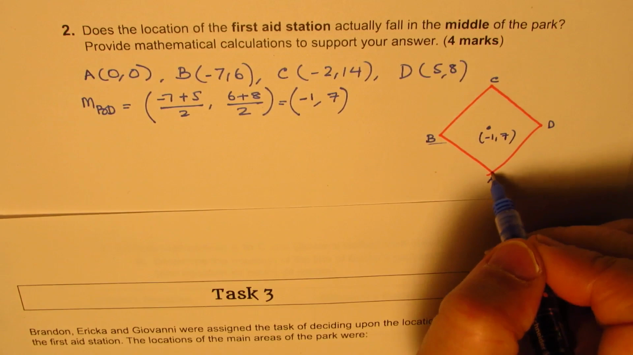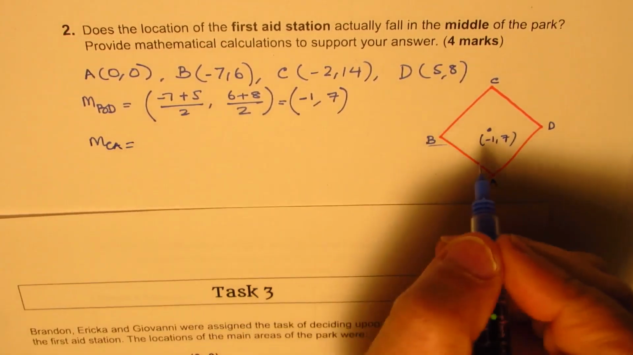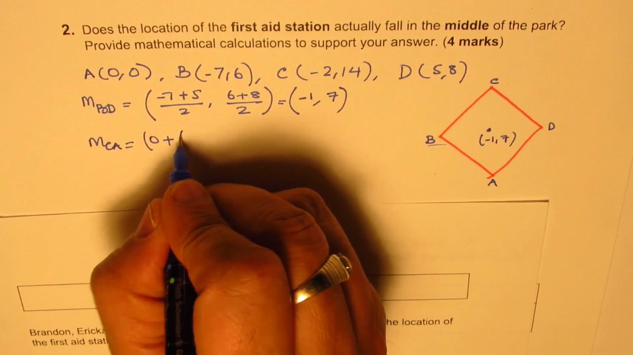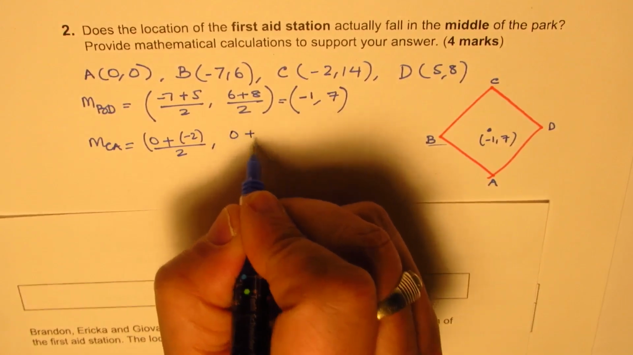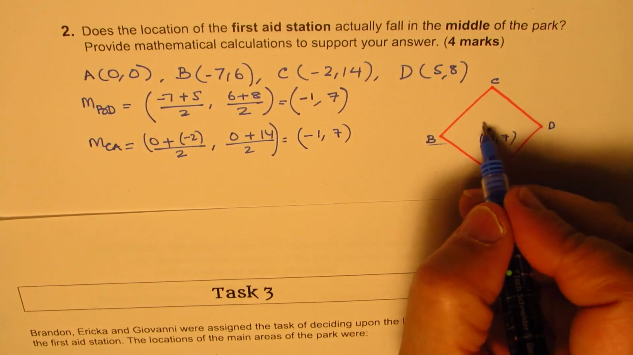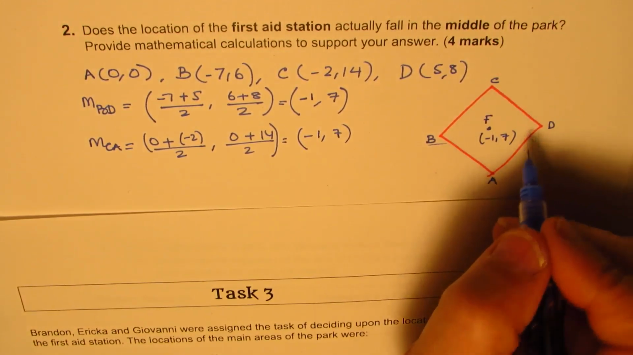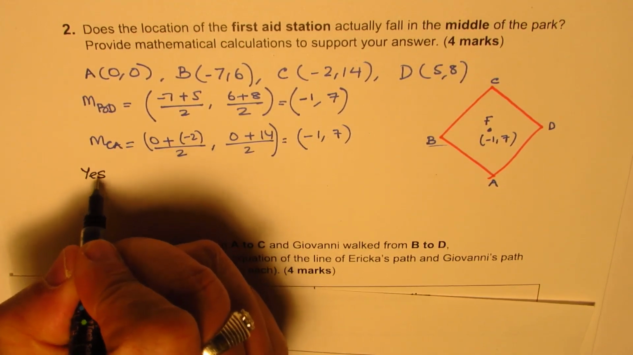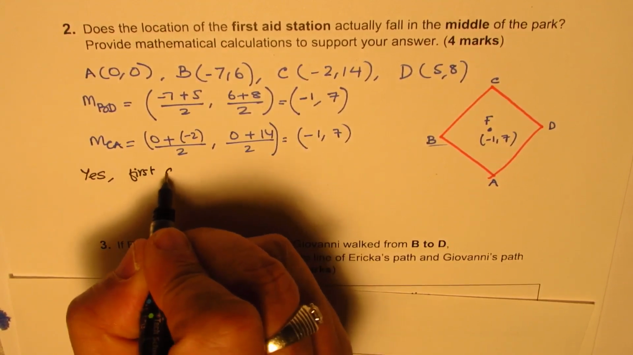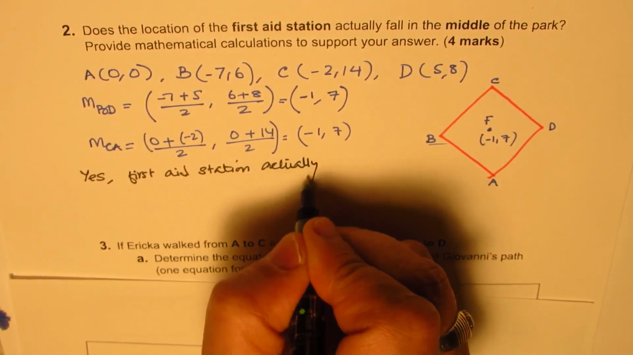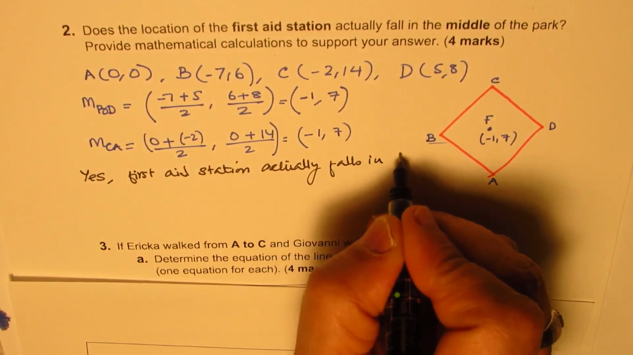But let's again find the midpoint of CA. So it's definitely between B and D. Let's check with C and A, which is 0 plus -2 divided by 2, and 0 plus 14 divided by 2, which is again -1, 7, correct? So we have found that the first aid station is right at the intersection of both the diagonals. So we can conclude that it is right in the center. So we can say yes, the first aid station actually falls in the middle.